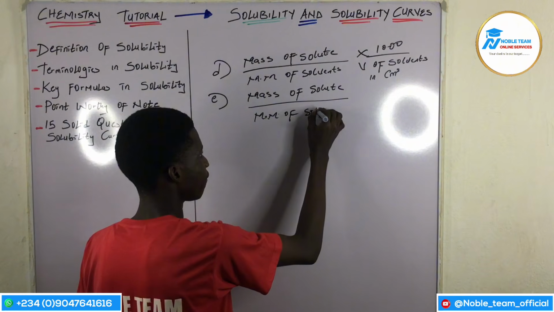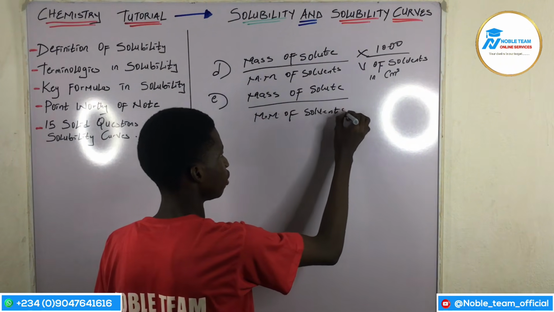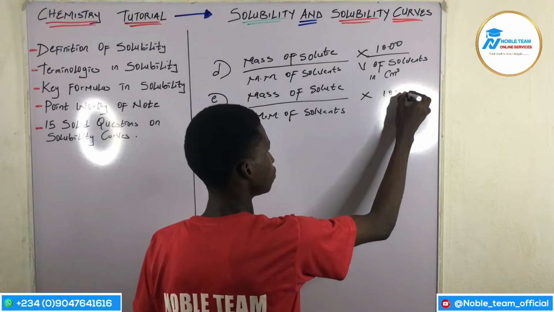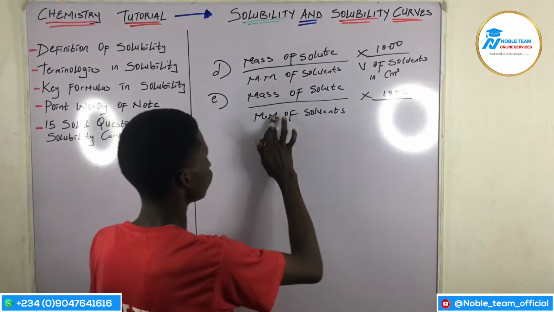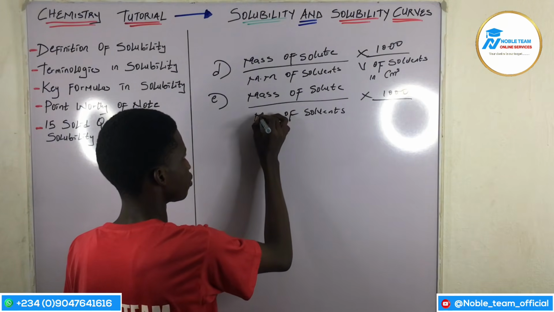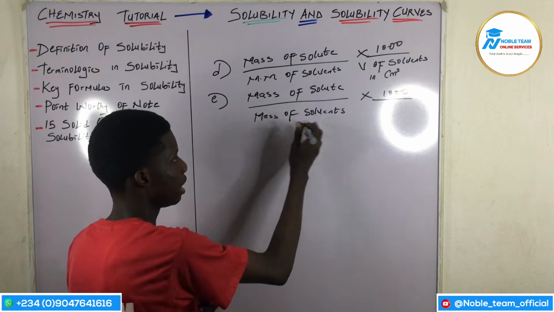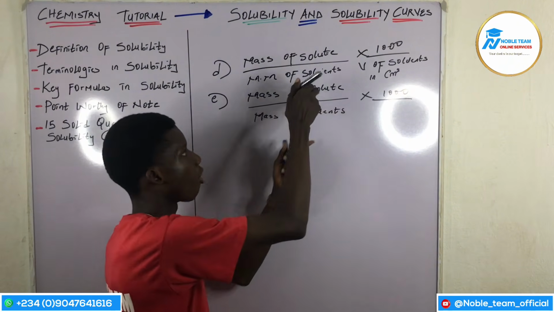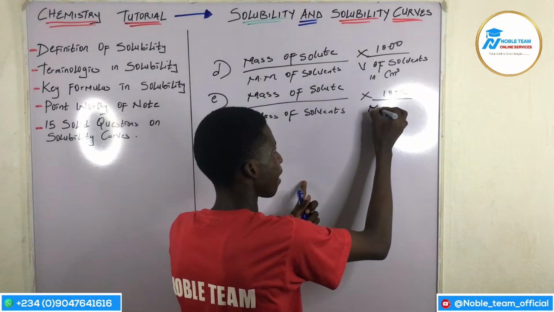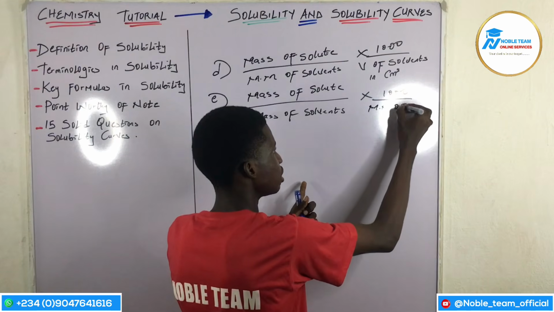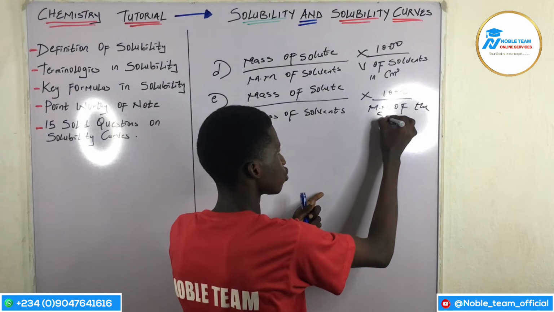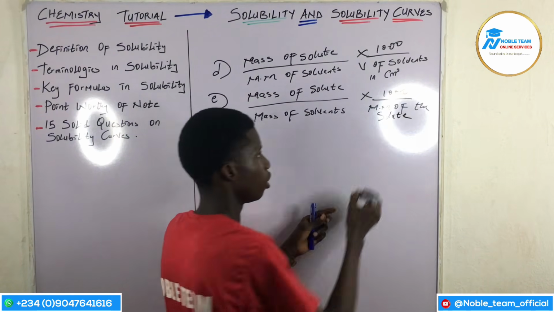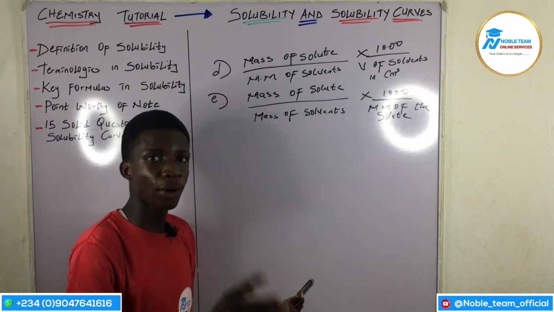Molar mass of solvent times 1000 divided by, no, this is mass. Sorry, this is mass of solvent, then divided by what? The molar mass of the solute. Molar mass of what? The solute. Do you understand?